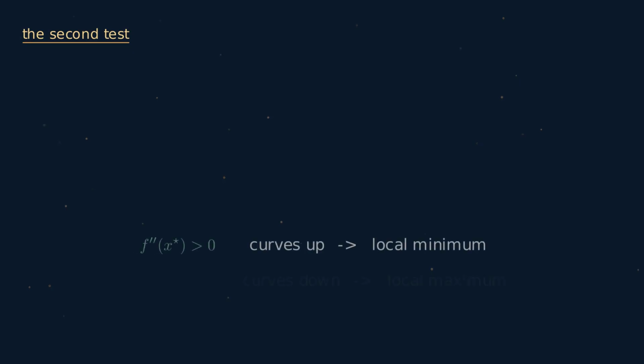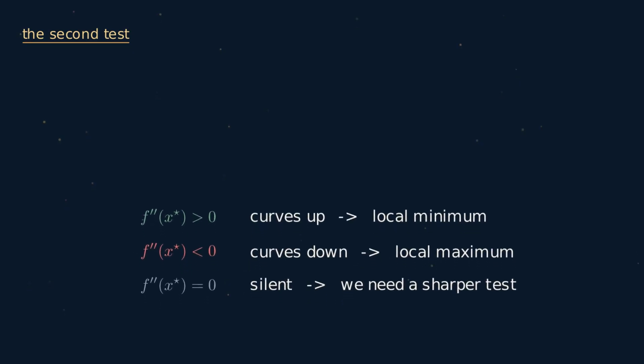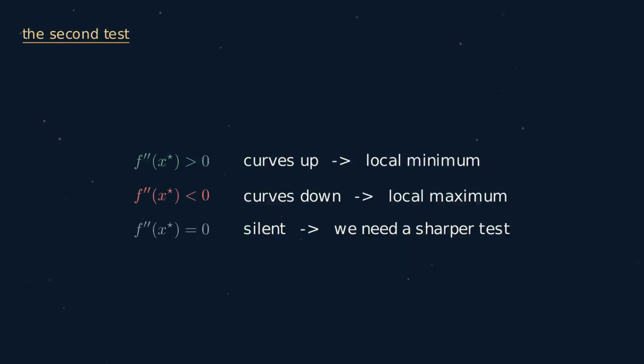Bending is measured by the second derivative, and its sign is the verdict. Positive means minimum. Negative means maximum. And if the second derivative is zero, the test simply has nothing to say, so we will need a sharper instrument.